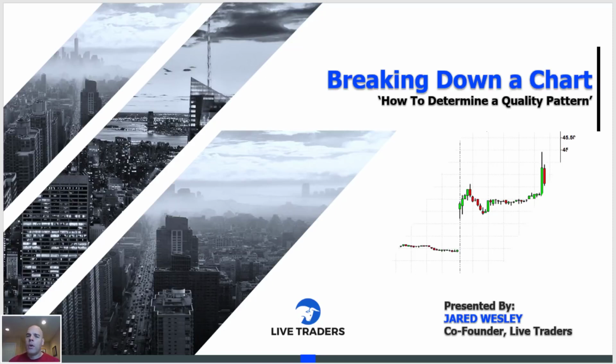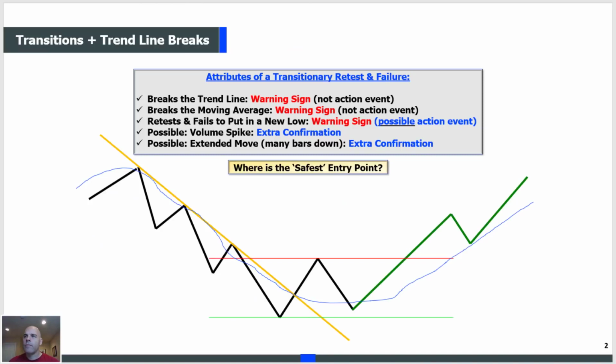All right, so what I'm going to do first, guys, is just go over briefly as a quick refresher what we talked about recently here. And that's transitions and trend line breaks. I'm only going to spend a couple minutes on this just because this is going to help us with the chart that we're going to be looking at. So we talked here recently about having a trend line break, what that means, how it's just a warning sign, it's not an action event. And then we talk about when it breaks the moving average, that's another warning sign, it's not an action event.